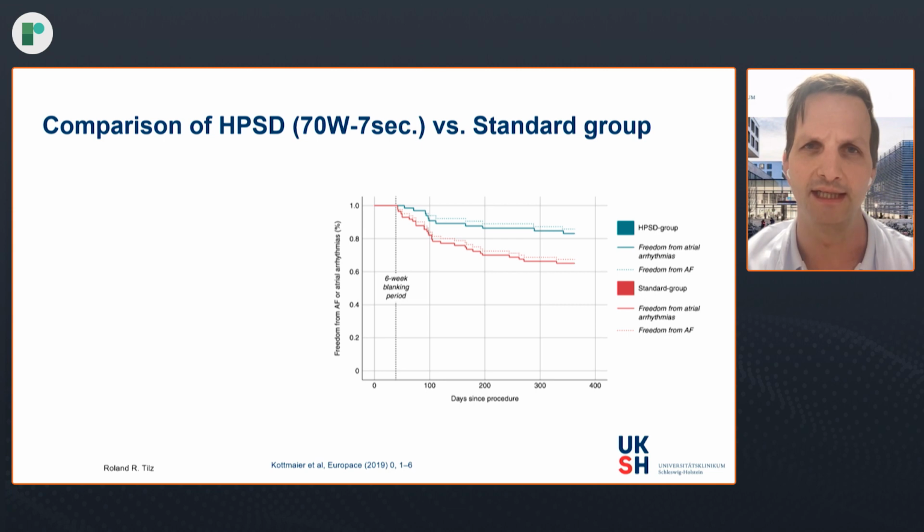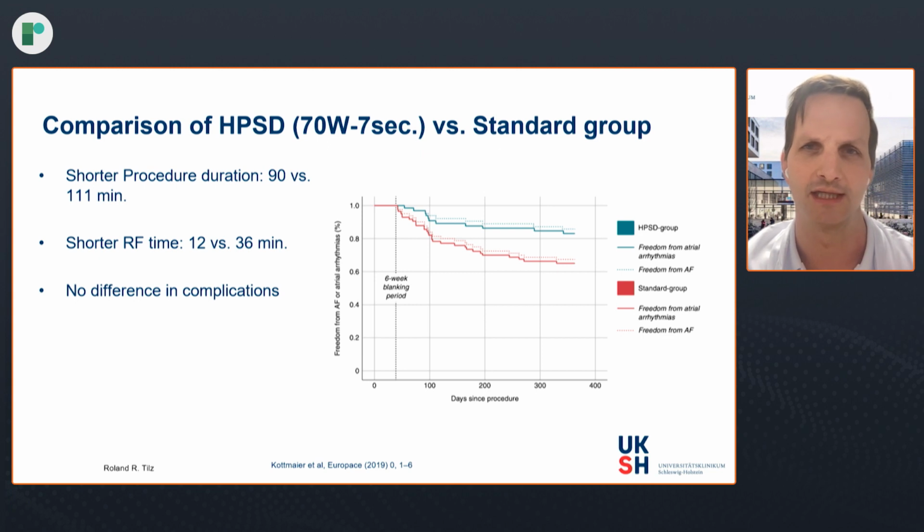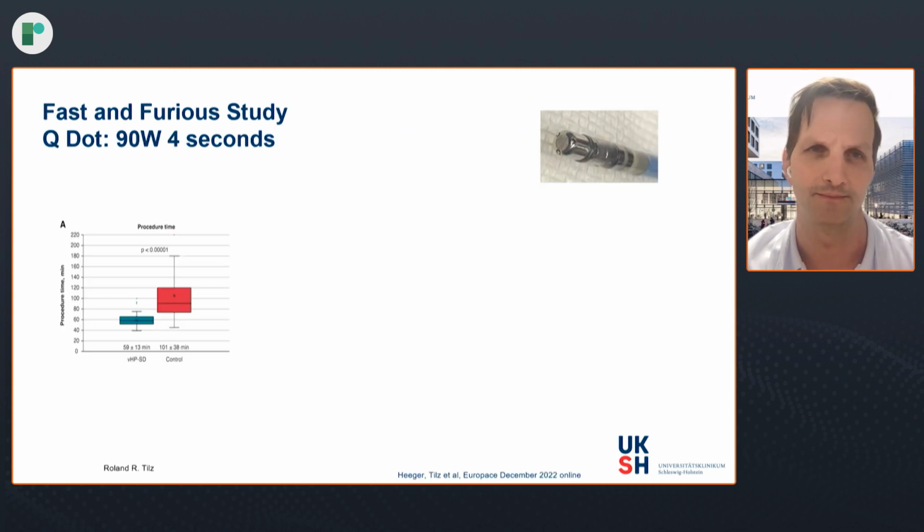Do we have any data comparing conventional ablation with very high power short duration ablation? This is data from Isabel Deisenhofer's group in Munich, where they could demonstrate that high power short duration ablation results in shorter procedure duration, shorter RF time of 12 versus 36 minutes. There was no difference in complications, and there was a better outcome.